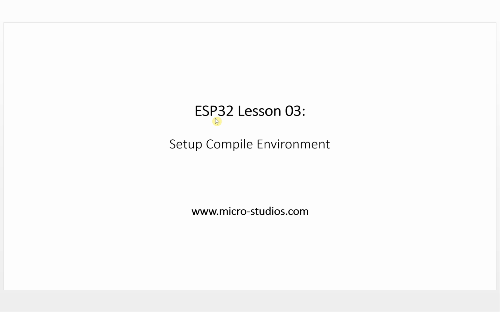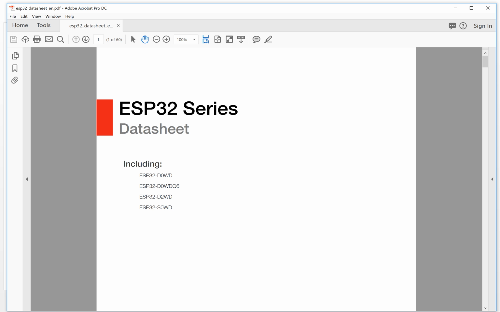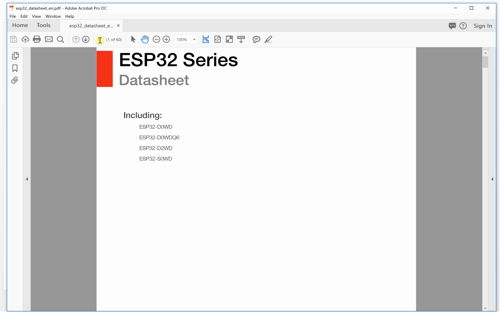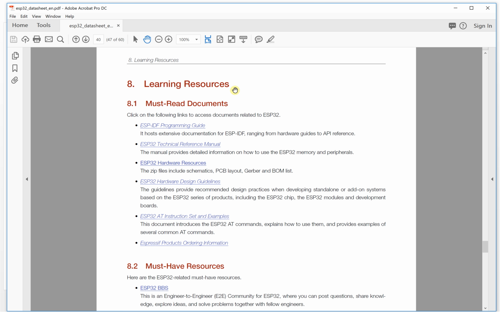For the ESP32, the company puts everything into the datasheet. Let's take a look at the datasheet, and you will find the resource for the compile environment. Okay, so we go to page 40. Here there is a learning resources section, and there are two ways to access information about the compile environment.